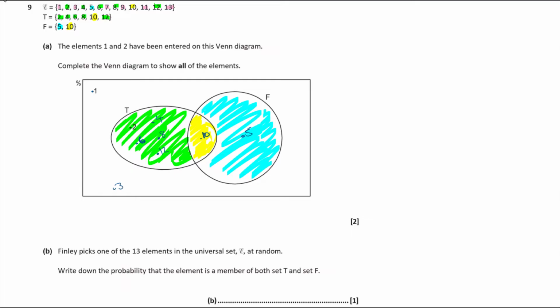So 3, 7, 9, 11, and 13. They all have to go there. That's it. I think I've done all of them now.